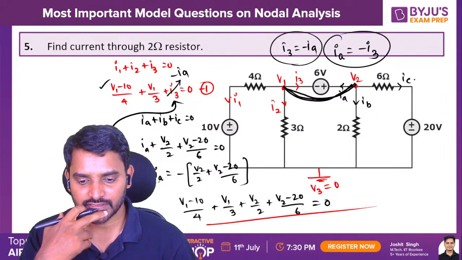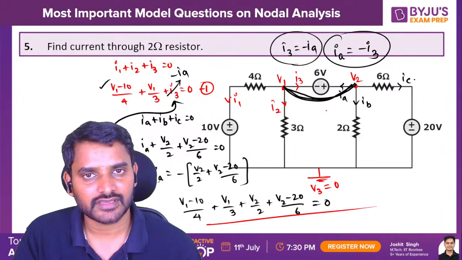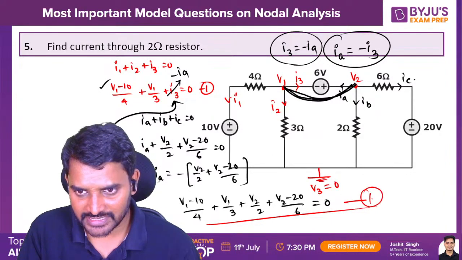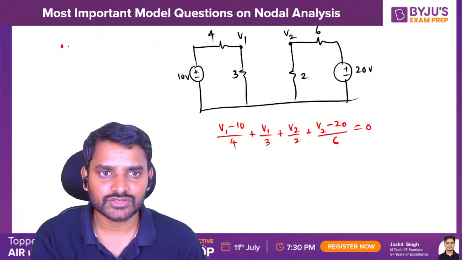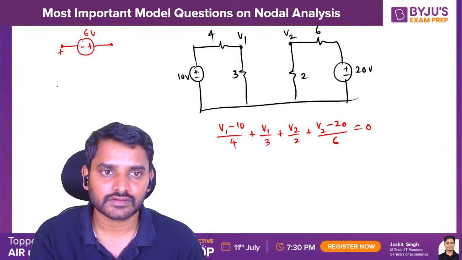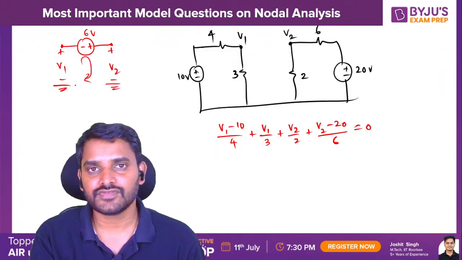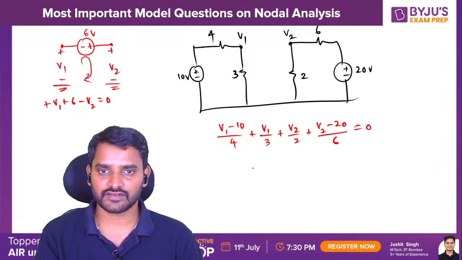Okay. Got it? If anybody has doubt, you can ask me. After writing this, after getting this equation, this is equation 1. And the second one is going to be, you should write KVL at the supernode. So if you write KVL, you will get plus V1 plus 6 minus V2 is equal to 0.